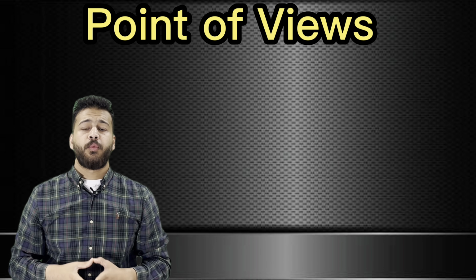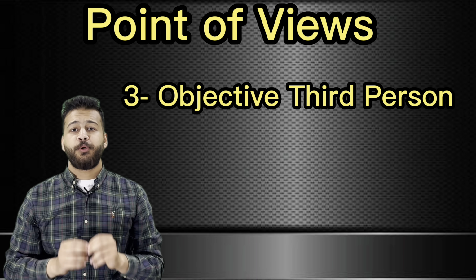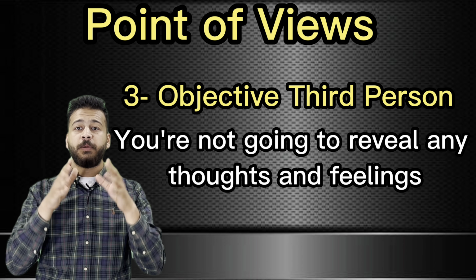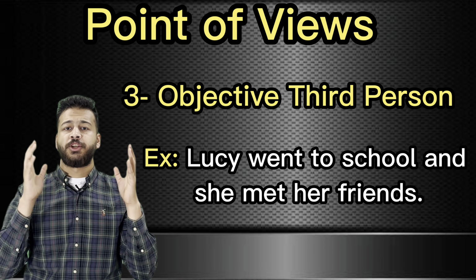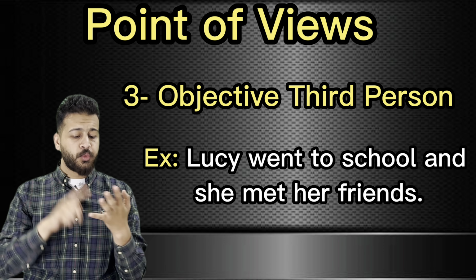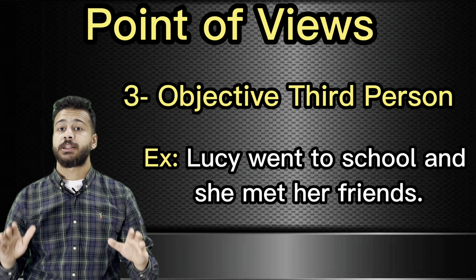The last one that we have is the objective third person. And in the objective third person, you're not going to reveal any thoughts and feelings. So it will be like this. Lucy went to school and she met her friends. So now I just narrated what happened. I told you that she went to school and she met her friends. I did not reveal any thoughts and feelings.